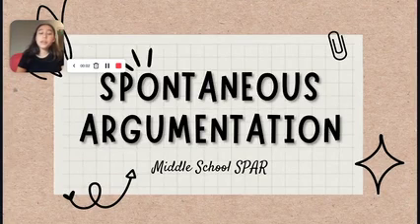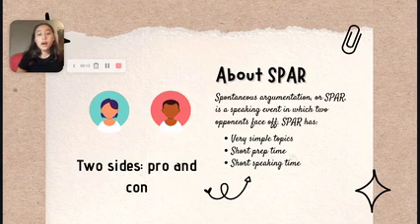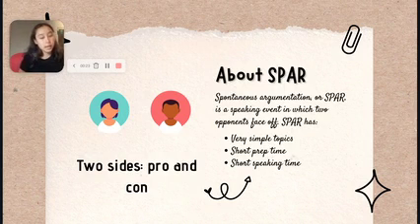Hi, and today we're going to be looking at spontaneous argumentation, also known as SPAR, and we're going to be using the rules commonly employed for middle school and for elementary school. Now, SPAR is a speaking event in which two opponents face off, so it's one speaker versus another speaker. And SPAR is notable for its very simple topics, its short prep time, and its short speaking time.